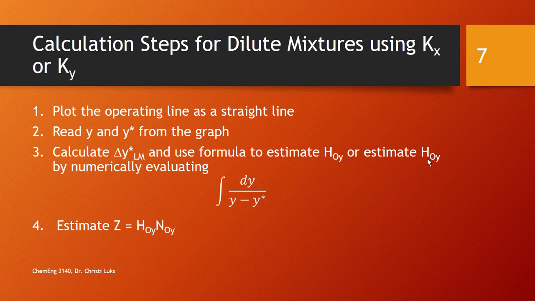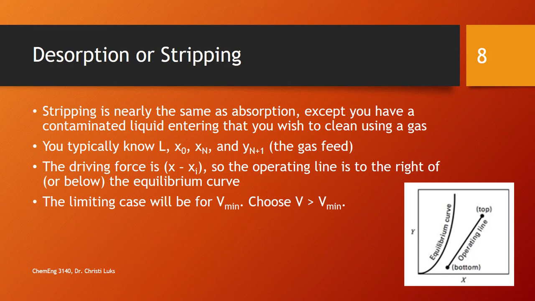But first, let's talk briefly about how it is different for stripping. Desorption or stripping is essentially the same, except that the operating line is going to fall below the equilibrium curve. Typically, for the case of stripping, you have a contaminated liquid and you bring in a clean gas to strip the material from the liquid.